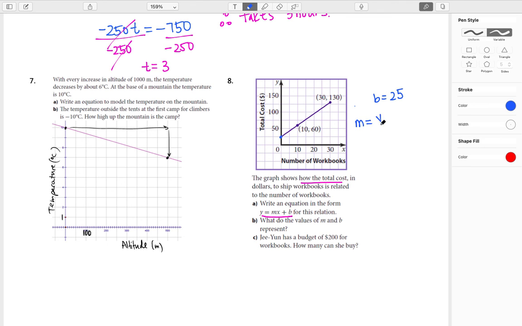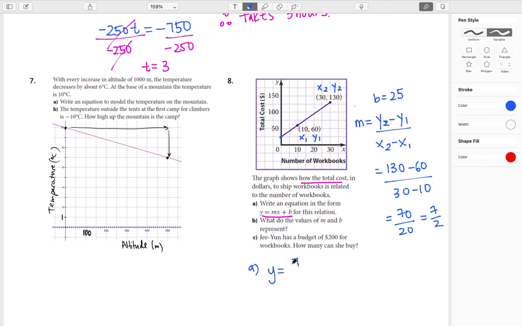To find the slope, I'm going to use y2 minus y1 over x2 minus x1. I could say this is x1, y1, and this is x2, y2. Plug it in, and when I simplify, I get 70 over 20, which is 7 over 2. So the equation, in this case, is y equals 7 over 2 x plus 25.